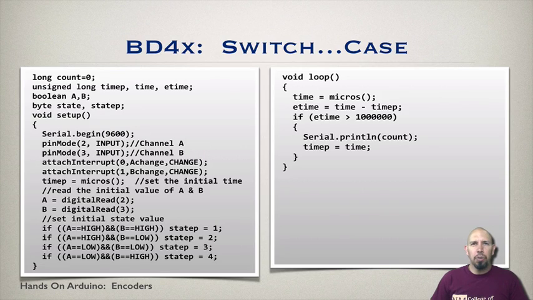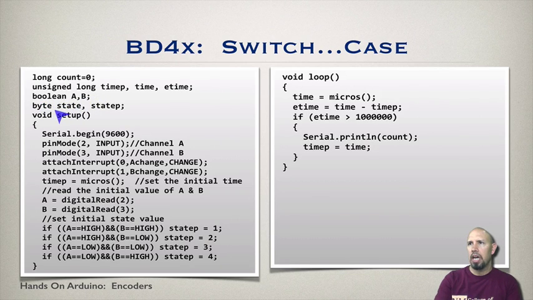So here's how we would code that problem using the switch case methodology. Again, we would define our count to be long. We would again set up our time variables like we did before. Here I'm going to have now the inputs A and B, and I'm going to go ahead and call those Boolean.